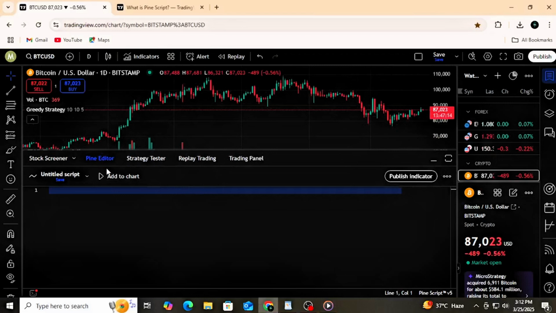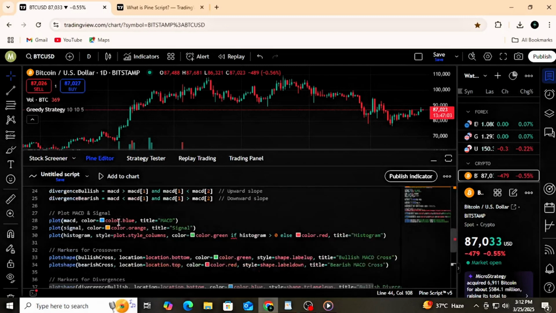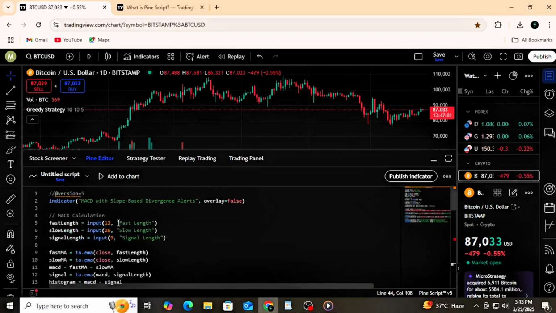PineScript supports advanced features such as working with multiple time frames, referencing other indicators, and using user-defined functions. These capabilities allow traders to create more sophisticated and efficient trading scripts.